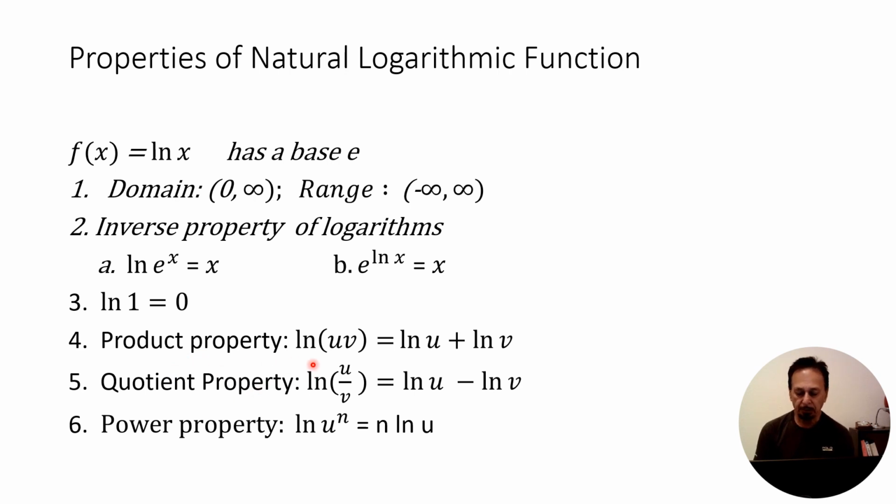The product property: natural log of uv is natural log of u plus natural log of v. Quotient property: natural log of u over v is equal to natural log of u minus natural log of v. Power property: natural log of u to the n is n times natural log of u.